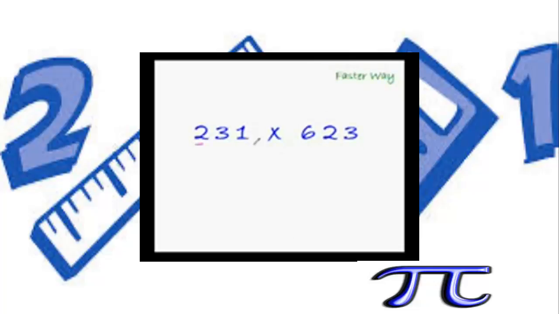Multiply the first digits to get the first digits of the answer. 2 times 6 is 12. Leave 3 blank spaces. Multiply the last digits to get the last digit. 1 times 3 is 3.